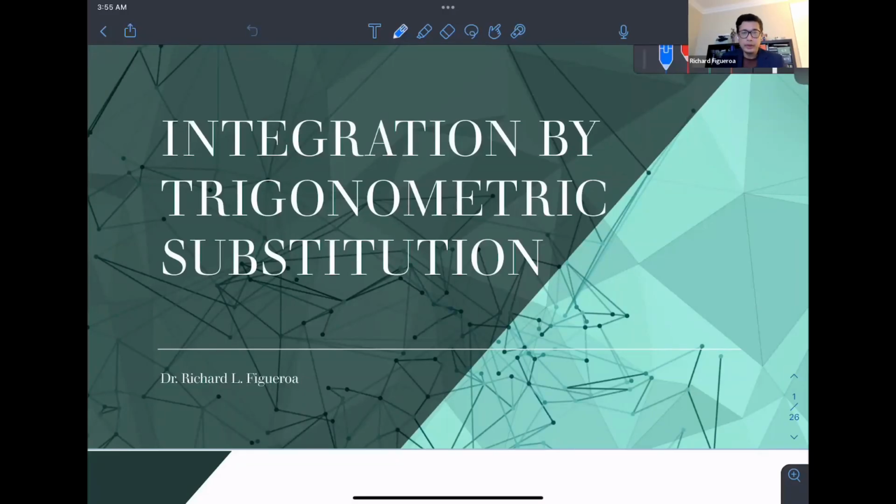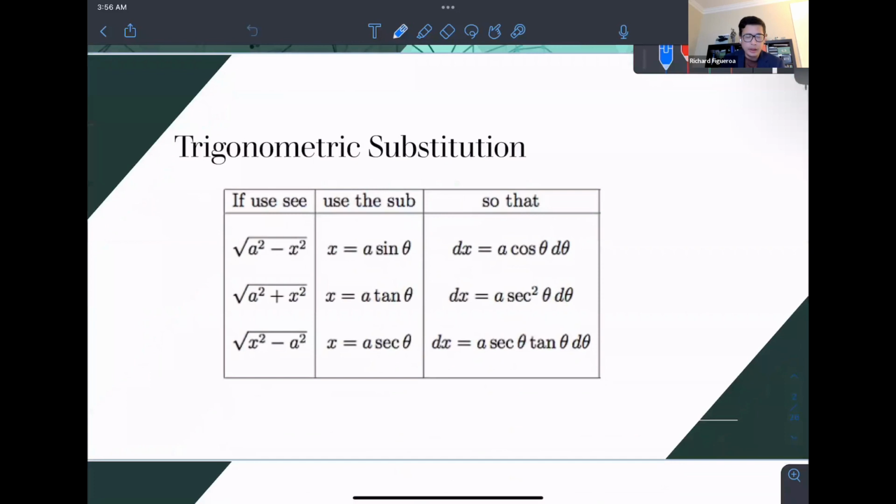Okay, hello. So we're now on integration by trigonometric substitution. This is another substitution approach in finding the integral of a given function. Integration by trigonometric substitution suggests a certain substitution, depending on the format of the given integrand, so it resembles the format for inverse trigo.